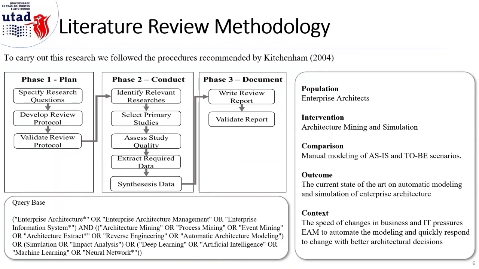We have conducted a systematic literature review following the procedures recommended by Kitchenham that consist of three phases. In phase 1, we planned the review, defining the population, intervention, comparison, outcome, and the context of the review. Also other aspects related to quality and data extraction. We also defined the query base for search.